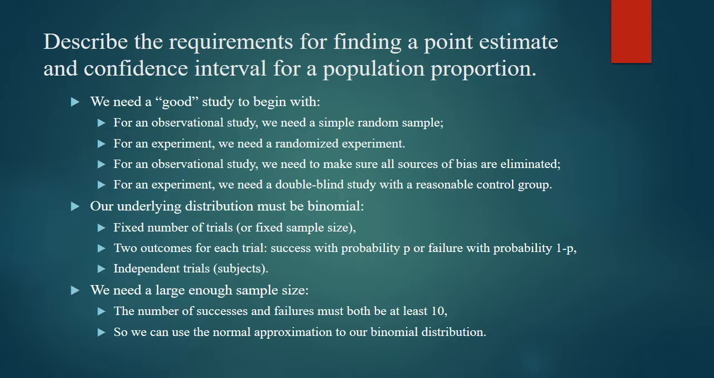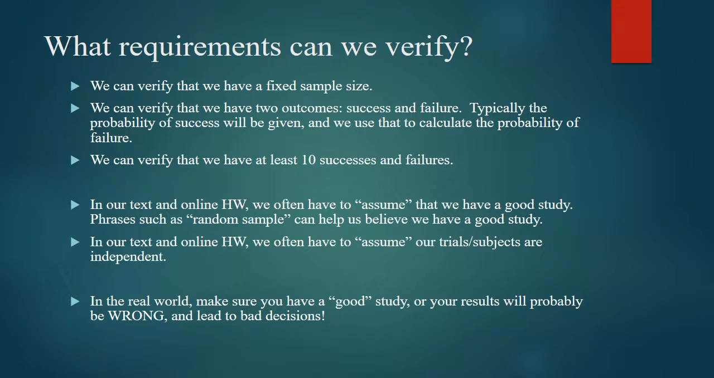We also need a large enough sample size. In order to find a confidence interval, or later on perform hypothesis testing, we are using the fact that a normal distribution can approximate our binomial distribution. But in order to have a normal approximation to our binomial distribution, we have to have successes and failures both be at least 10. At least 10 successes and at least 10 failures in order to find confidence intervals and to have a meaningful point estimate for our population proportion.